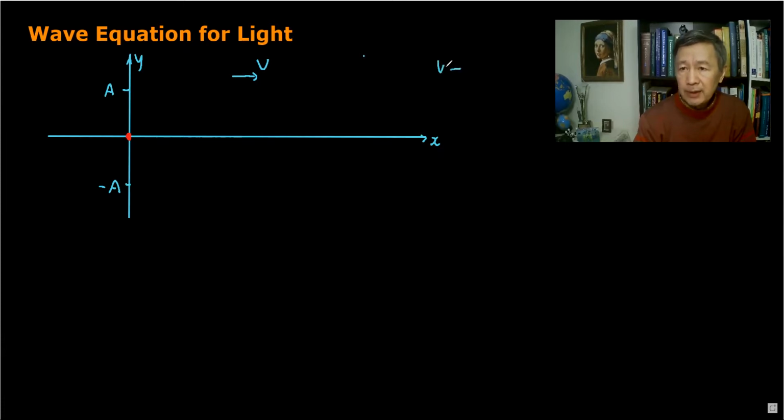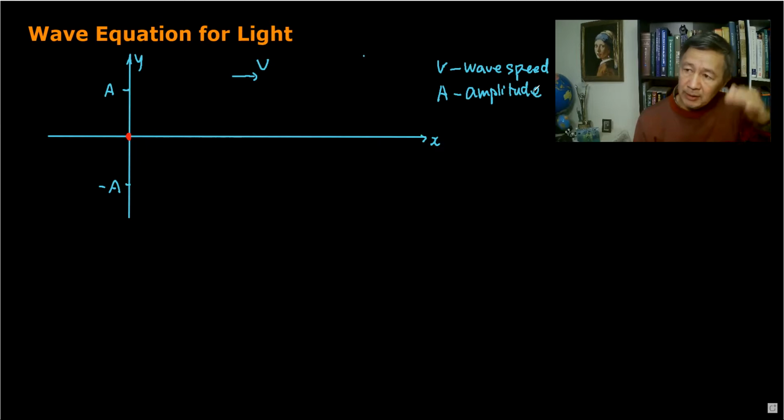First, the wave speed. It's constant, given a medium. In the case of electromagnetic wave, the wave speed is always a constant. Second, we're talking about the amplitude. A is the amplitude. That would be the max displacement from the equilibrium position.